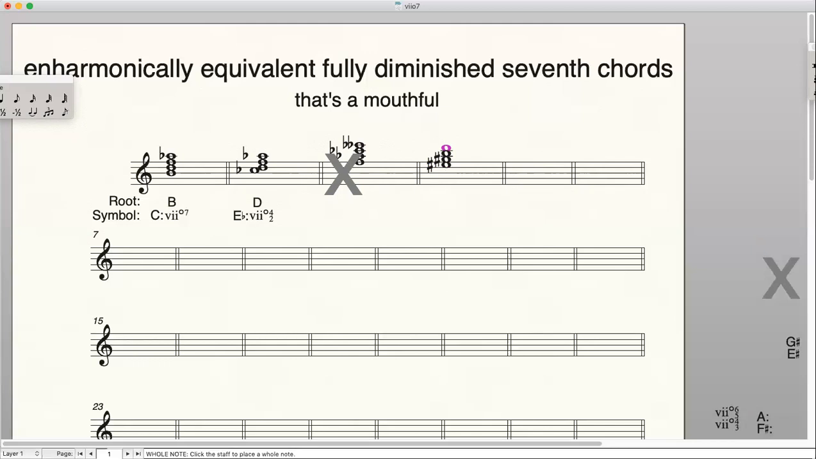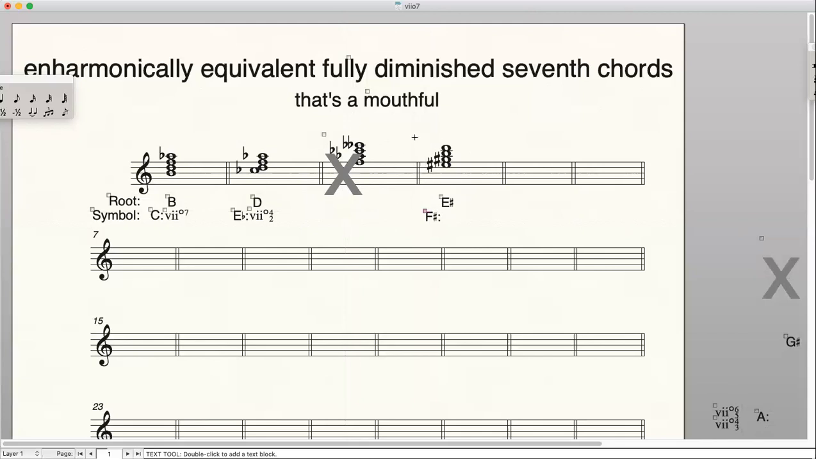When we do this, that's going to make our conceptual root E sharp. So what key would we be tonicizing? Again, take the root, E sharp, and think, what is a half step above it? That, my friends, would be F sharp.